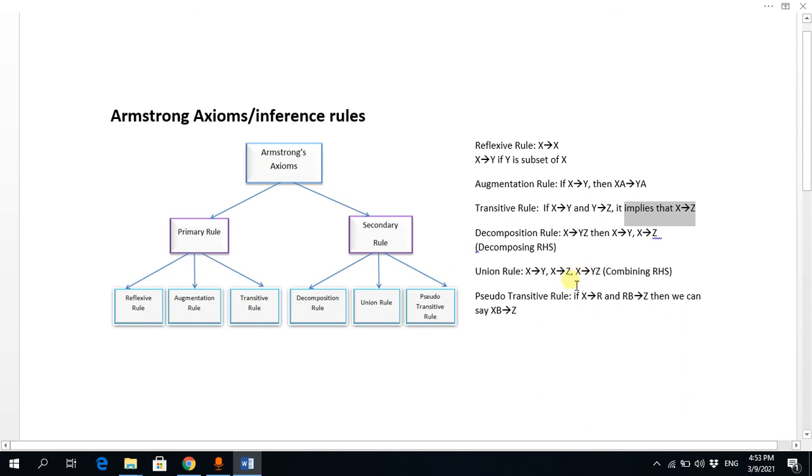The final thing is the pseudo transitive rule. So it's an augmentation of the transitive rule. It says if x can determine r and rb can determine z, then you can also say that xb can determine z. If you simply see the transitive rule, x can determine r and r can determine z, then definitely x can determine z. And here you are appending b with r, so you can append the same b with x as well. So this is the pseudo transitive rule.